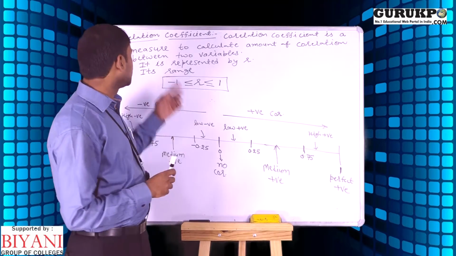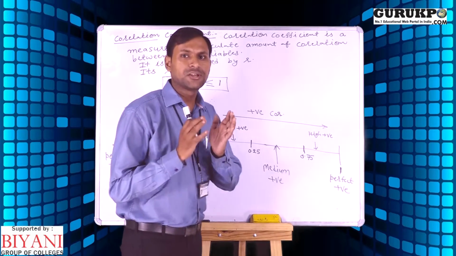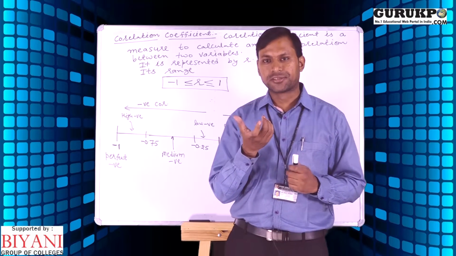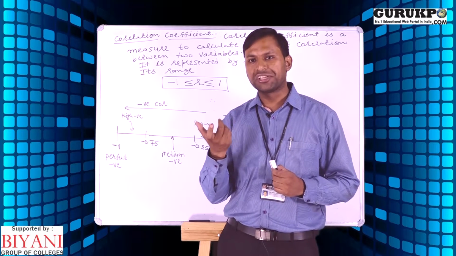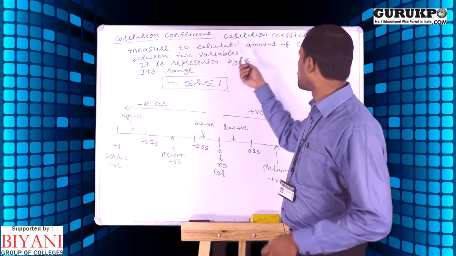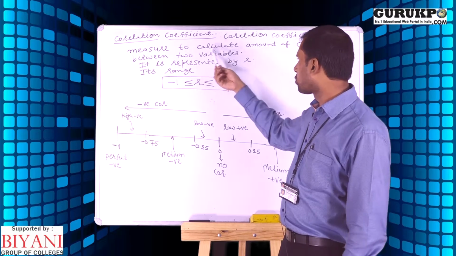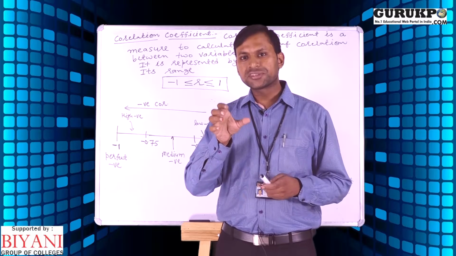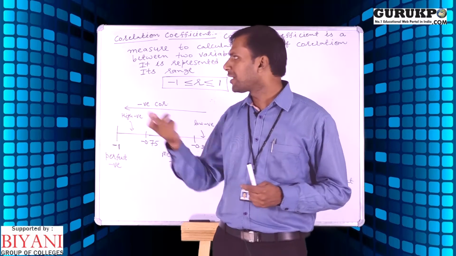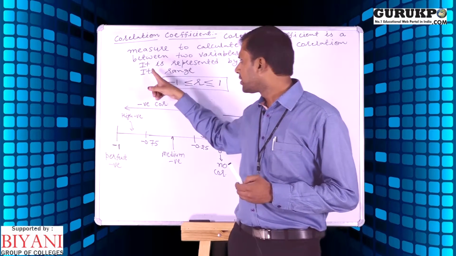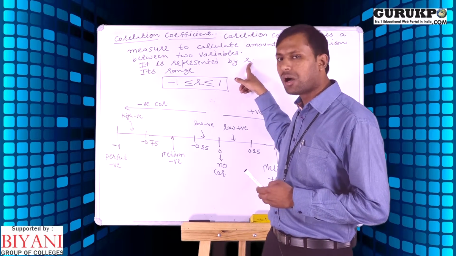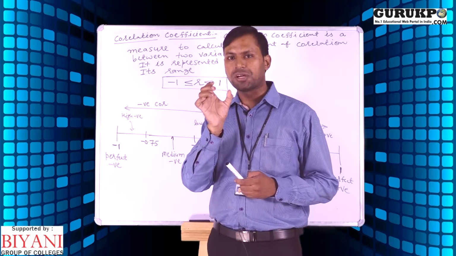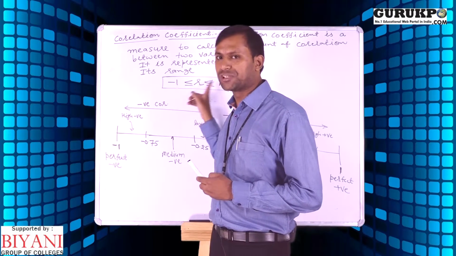Now we will discuss correlation coefficient. What is correlation coefficient? Correlation coefficient is a measure to calculate the amount of correlation between two variables. In two variables, how much correlation there is is decided by the correlation coefficient. It is represented by the symbol R and its range is always -1 to +1. Correlation coefficient R exists between -1 to +1.